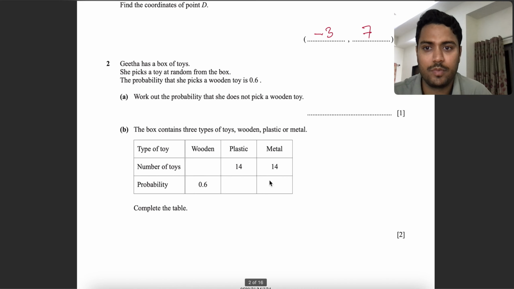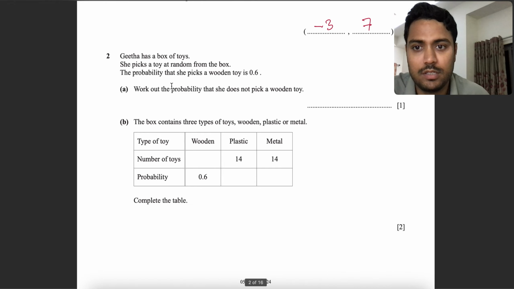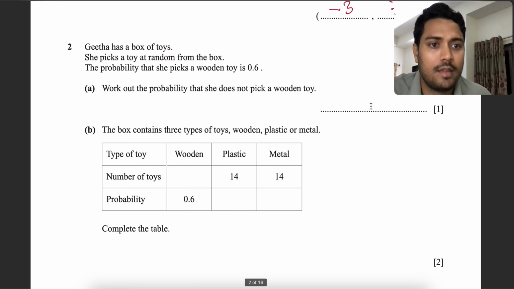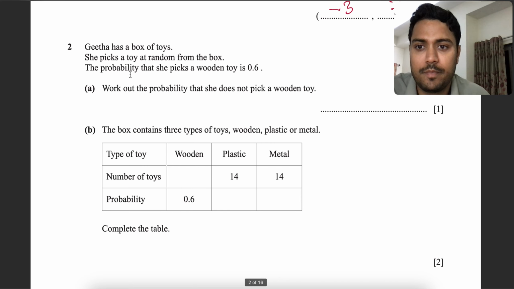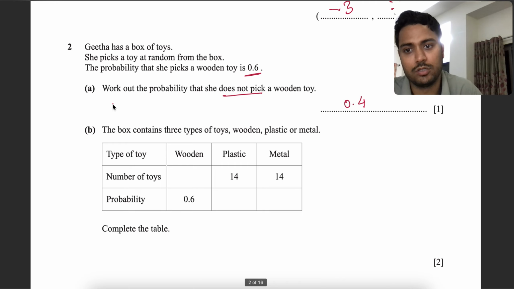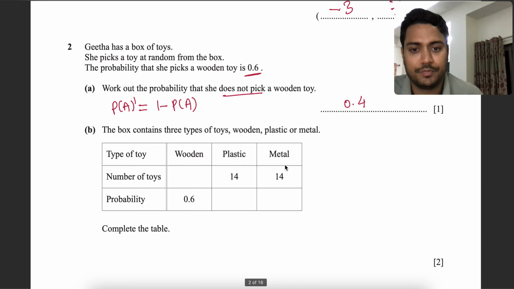Second question, it says Geeta has a box of toys. She picks a toy at random from the box. The probability that she picks a wooden toy is 0.6. Work out the probability that she does not pick a wooden toy. So that is going to be 0.4, because probability of not happening of an event is equal to 1 minus probability of happening of an event. So 1 minus 0.6, that is 0.4.